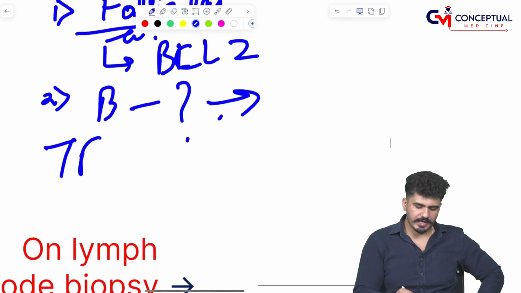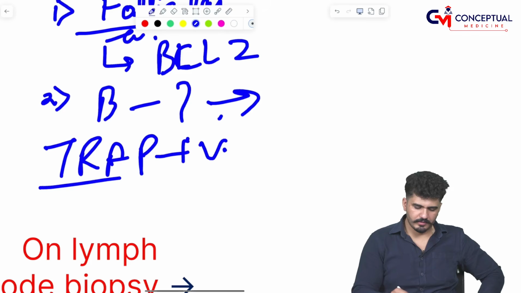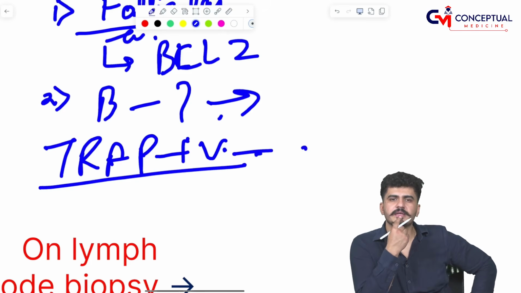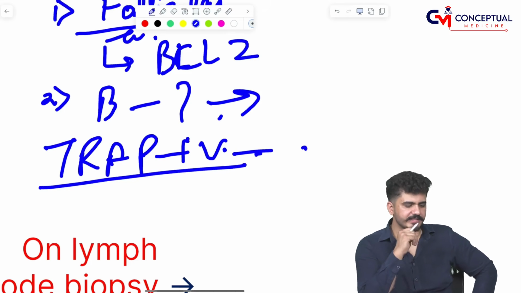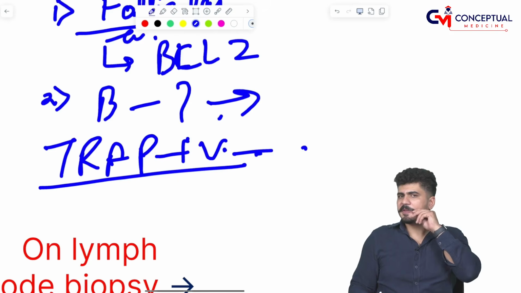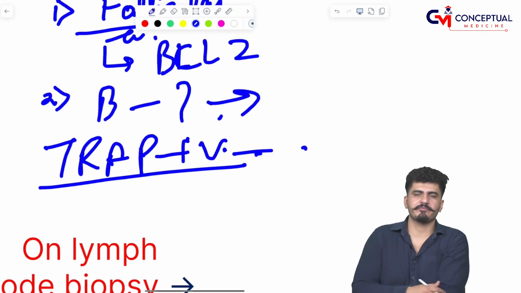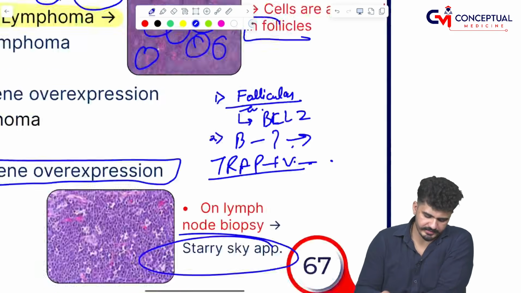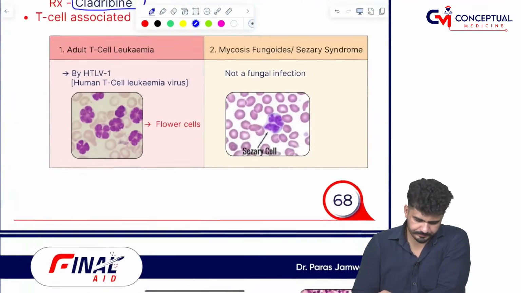Sir, which is TRAP positive? Where honeycomb appearance is there, where hairy cells are seen, TRAP positive, sir. Which one is TRAP positive? Hairy cell lymphoma. Very good. It is hairy cell lymphoma. Very, very nice. Now moving on to the next one, sir.